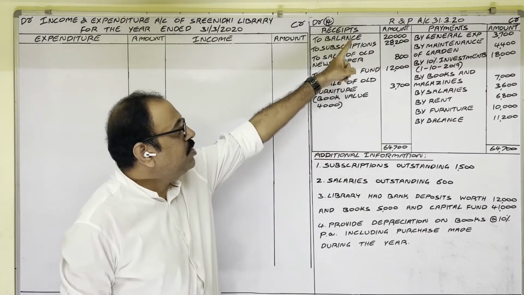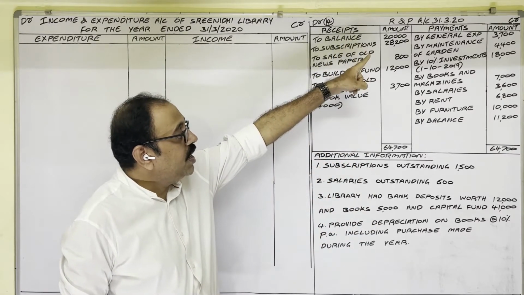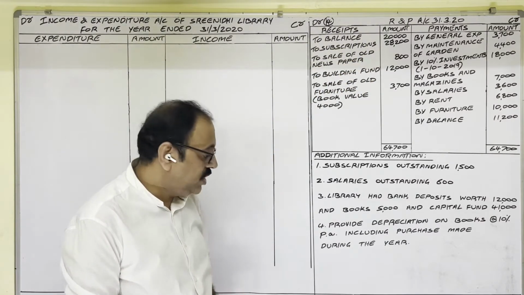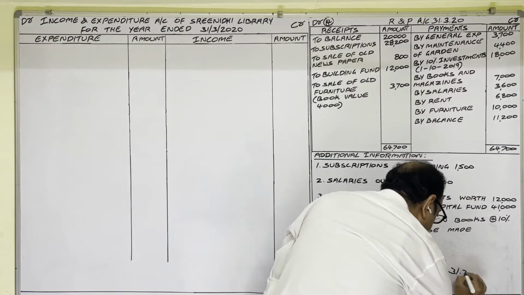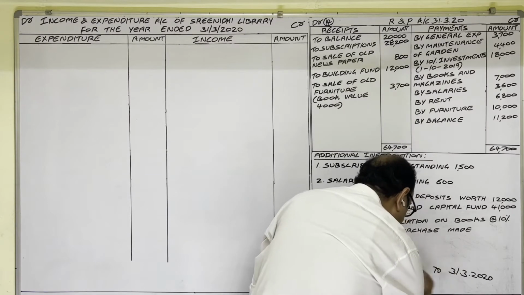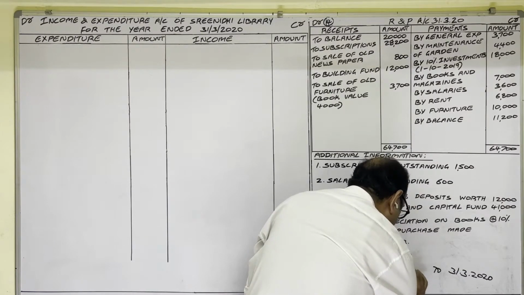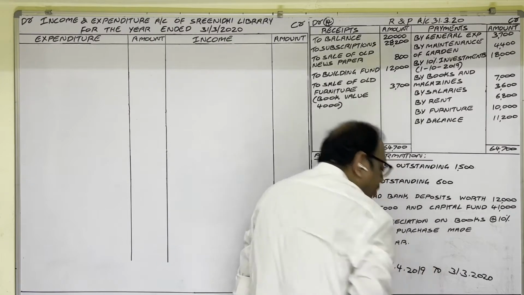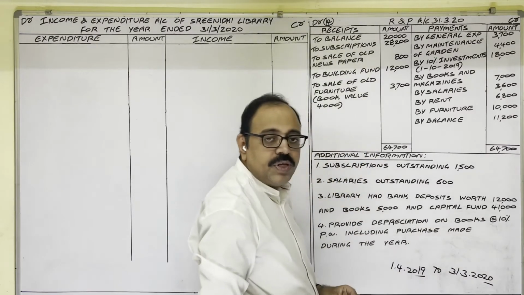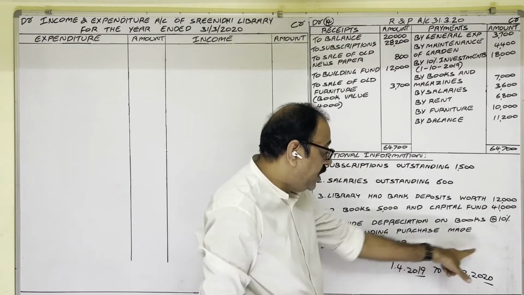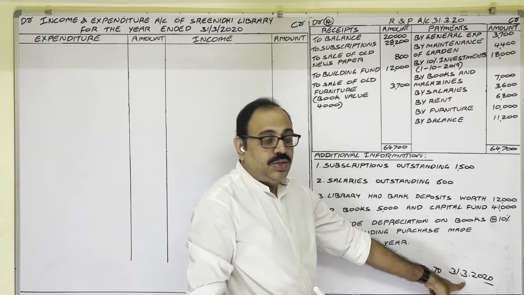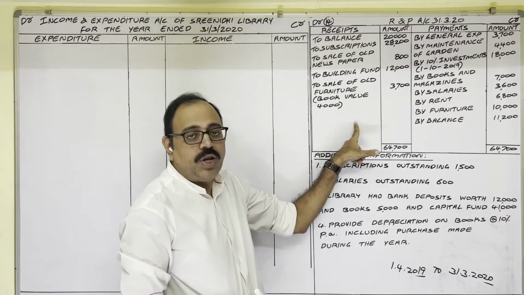See, receipts and payments account for the year ended 31st March 2020 is given. It means the current year's last date is 31st March 2020, and the starting date is 1st April 2019. So the current year is 2019-20, the previous year is 2018-19, and the next year is 2020-21. So the current year receipts and payments account is available.